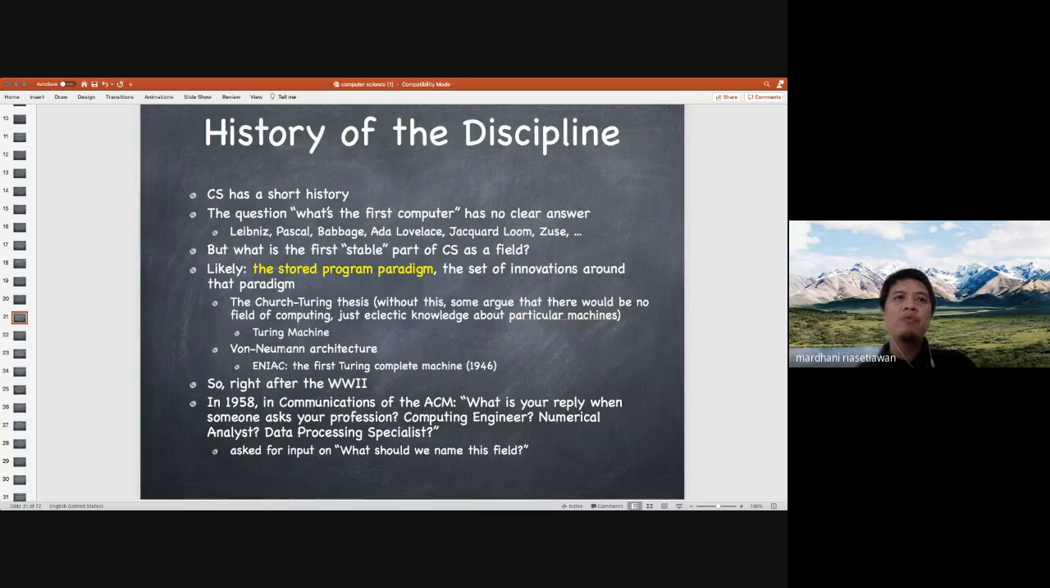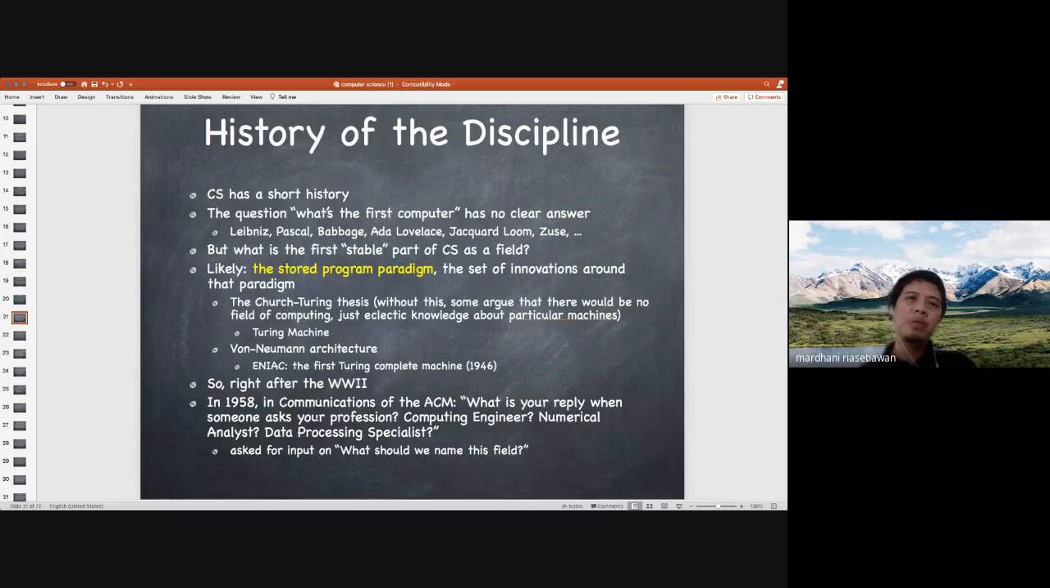And then we also have the von Neumann architecture. This is the first Turing complete machine, the ENIAC. He developed it based on the Turing machine concept. Here we can see that the Church-Turing thesis mostly works on the science and mathematics side, and von Neumann works on the engineering side. And we have the first Turing machines. So when we go to the ACM publications, they also have a lot of definitions.